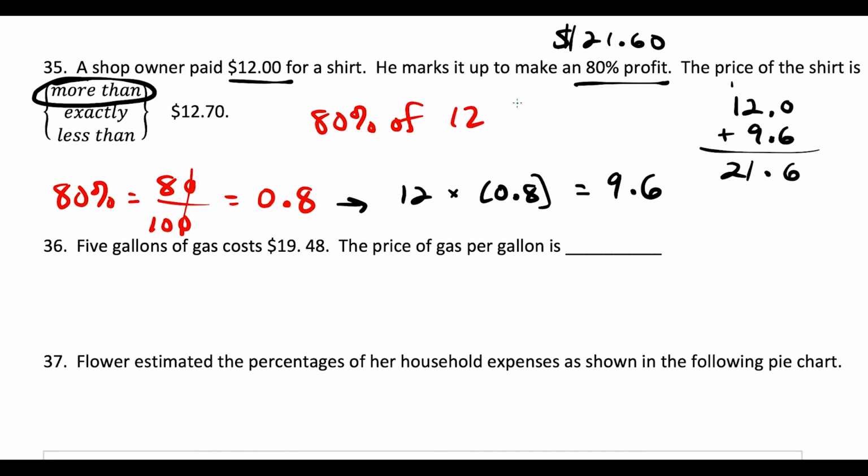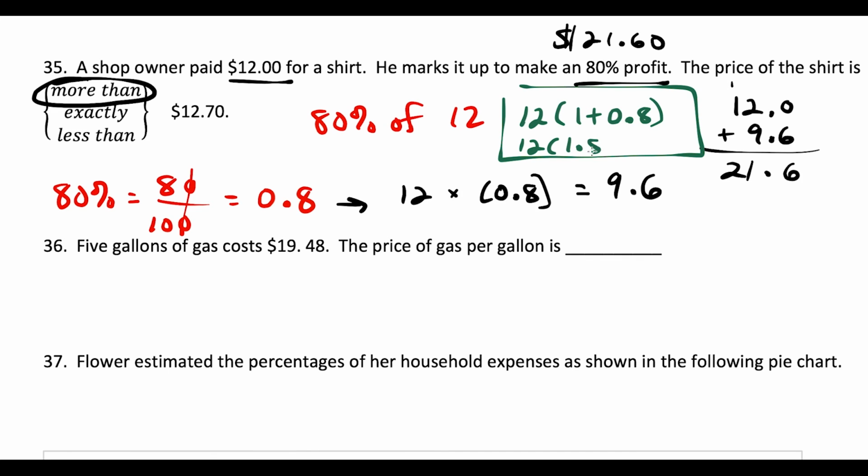So question 35, there's another way we could do this. We could take the percent that we found before, 80% as a decimal was 0.8, and add it to 1. So we have 1 plus 0.8. And we take this value here and multiply it by the price of the shirt, or at least the price that the owner paid. And when we do 12 times 1.8, notice that it's going to give you 21.6 directly, which would tell you the price of the shirt that the owner is charging is $21.60.